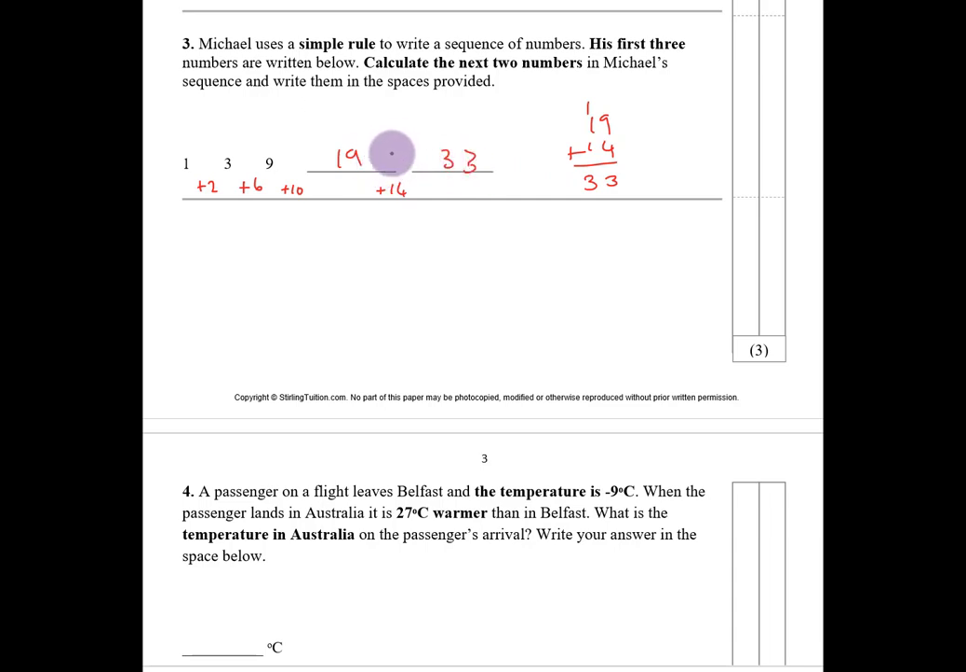Now what you could also think here is potentially what's happening between 1 and 3. It's timesing by 3. And then between 3 and 9, it's timesing by 3 again. So this could also be 9 times 3 again, which could be 27. And then 27 times 3, which is 81. So if you've got the answer 27 and 81, that would be fine. And if you've got the answer 19 and 33, that would also be fine as well.